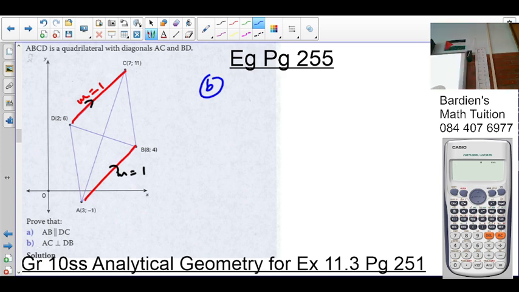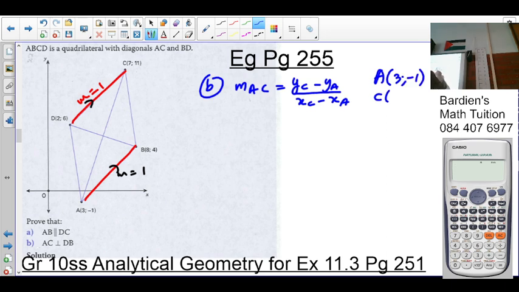People, if lines are perpendicular, what do we know? The product of the two gradients is negative 1. So we must work out the gradient of AC. How do you work out that? It's going to be YC minus YA over XC minus XA. So the coordinates of A is 3 and negative 1. C is 7 and 11. So let's go. YC is 11 minus negative 1 over 7 minus 3.